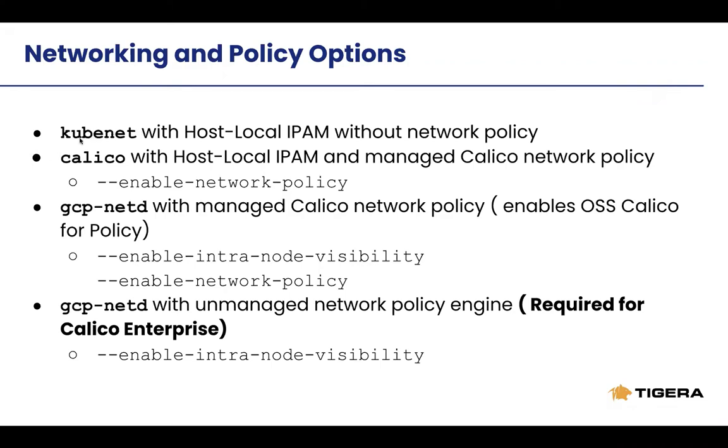So you also have the option of using Calico for policy. Sorry, for networking, you have two options, and the ordering should be changed here. For networking, you have Kubernetes out of the box, and then GCP NetD, which is basically integrated with the native VPC integration that it provides.